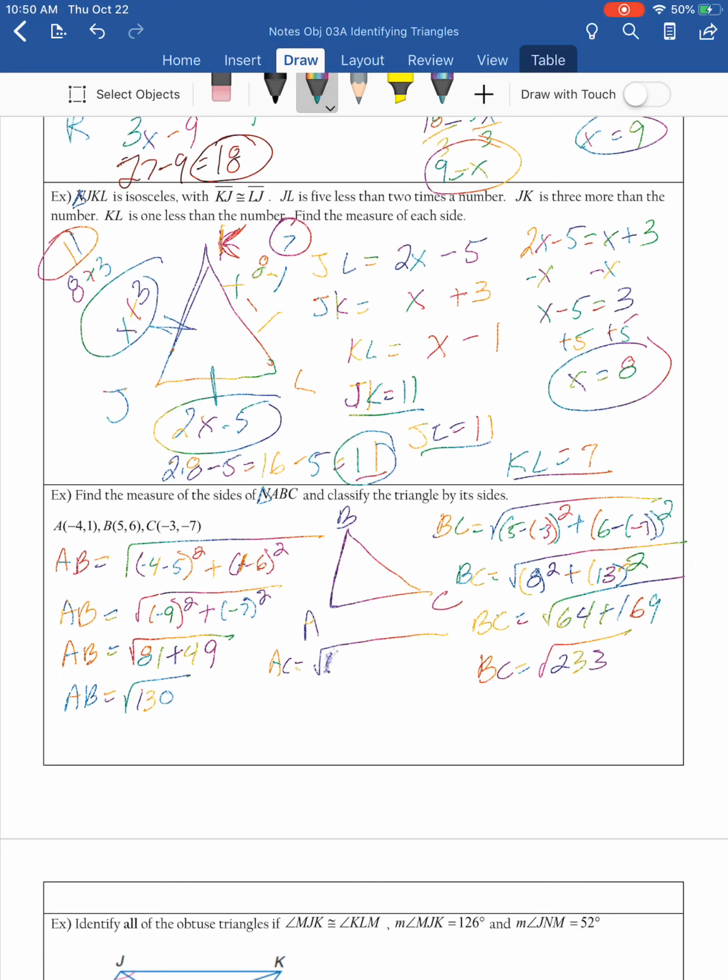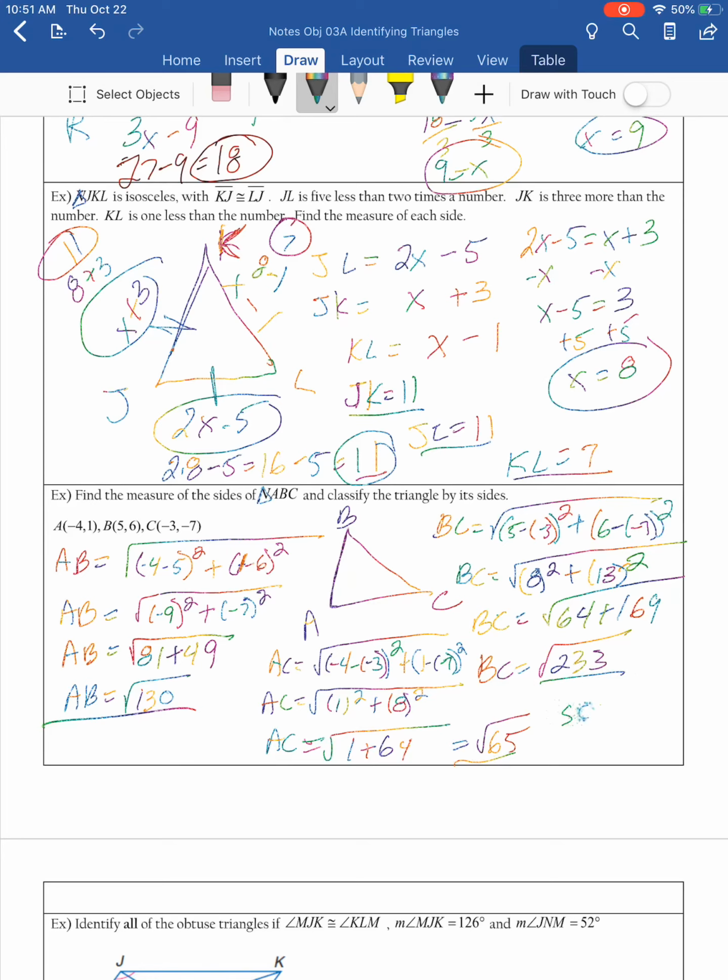So the distance from A to C, that's going to be -4 minus -3 squared plus 1 minus -7 squared. Distance from A to C is going to be -4 minus -3 is going to be 1 squared plus 1 minus -7 is going to be 8 squared. Distance from A to C is equal to 1 plus 64. That's radical 65. And so all of the sides are different. So this is going to be a scalene triangle.